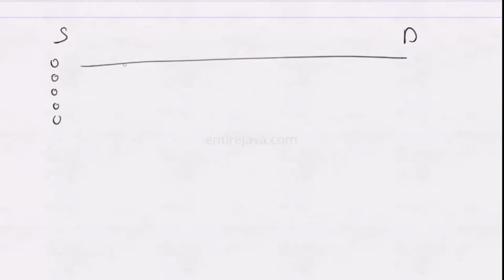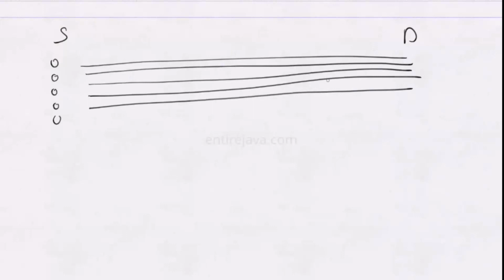In this video we're going to talk about synchronized block. Take a look at this example. Let's say I'm conducting a marathon event and say I have 5 participants. I have decided a route from source to destination, and on my route there are 5 lanes for each one of these participants to run.